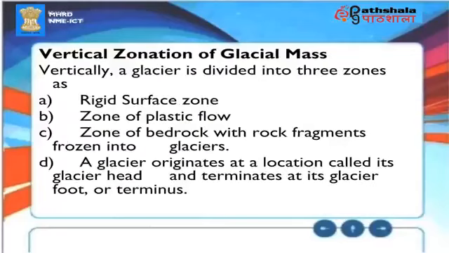Vertical zonation of glacial mass. Vertically, a glacier is divided into three zones: the rigid surface zone, the zone of plastic flow, and the zone of bedrock with rock fragments frozen into glaciers. A glacier originates at a location called its glacier head and terminates at its glacier foot or terminus.